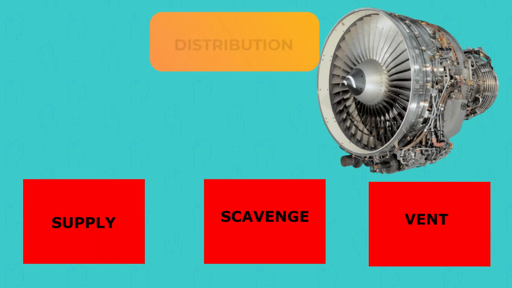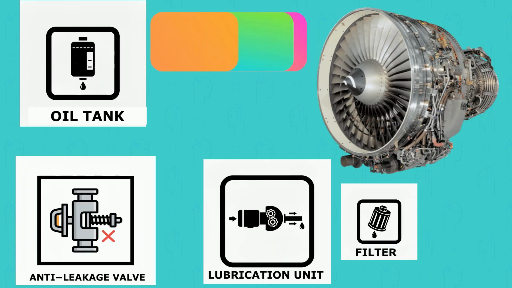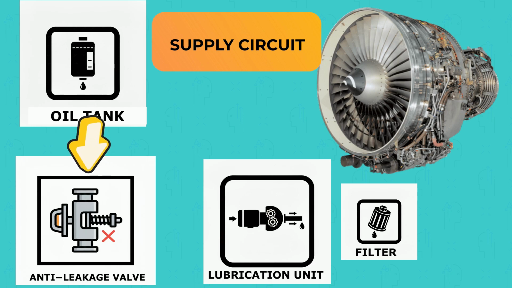Distribution. The function of the oil distribution system is to provide an uninterrupted supply of oil to all units and consists of three main circuits. These are the supply, scavenge, and vent, breathing circuits. Let's examine the functions of these circuits. Supply circuit. The function of the supply circuit is to deliver oil to the relevant areas to lubricate engine bearings and gears. Oil leaves the tank and reaches the lubrication unit via an anti-leak valve.